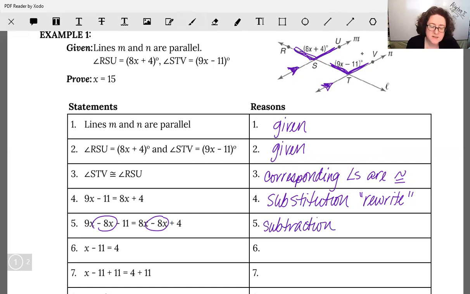And then our next step, if we do 9x minus 8x, we end up with an x. If we do 8x minus 8x on the right-hand side, the x's go away. So this was just rewriting our simplified work. Rewrite step means substitution.